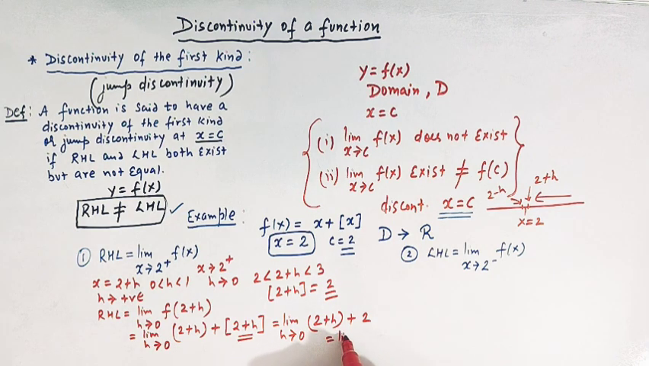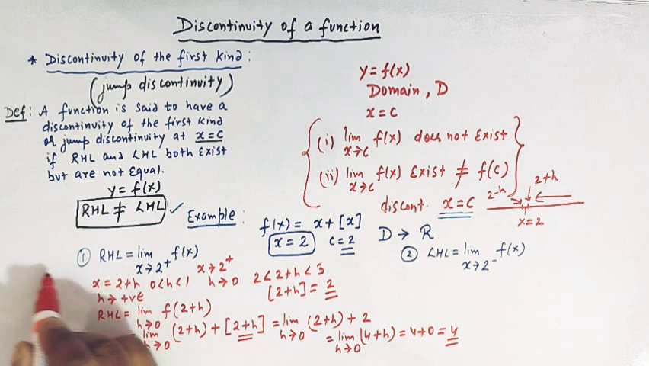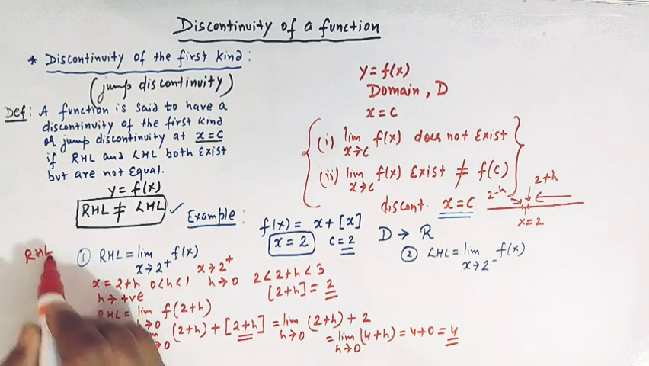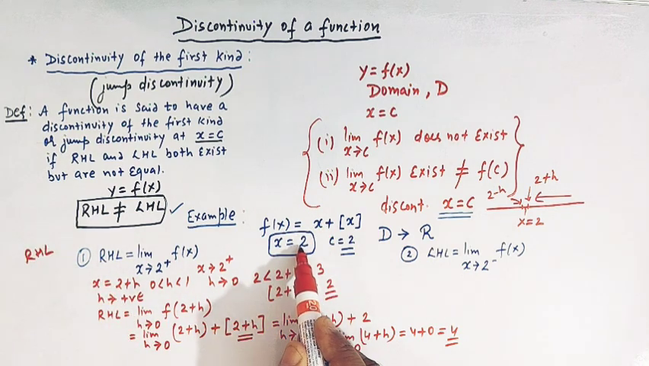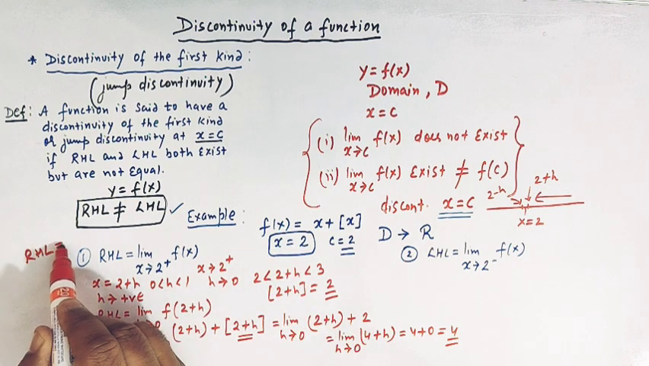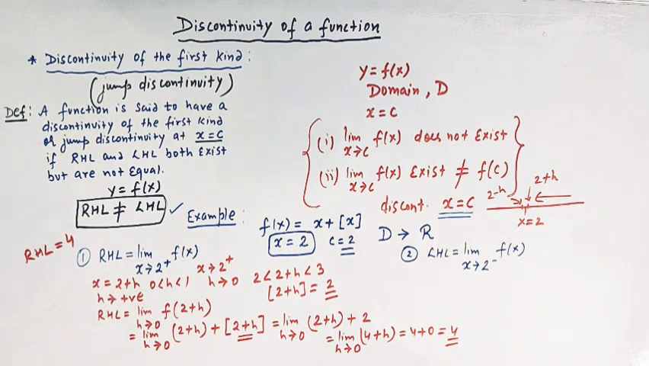So this is the limit h tends to 0 of 4 plus h, since 2 plus 2 is 4. When we take h equals 0, we have 4 plus 0, that is equal to 4. So the right hand limit of this function when x approaches 2 is equal to 4.